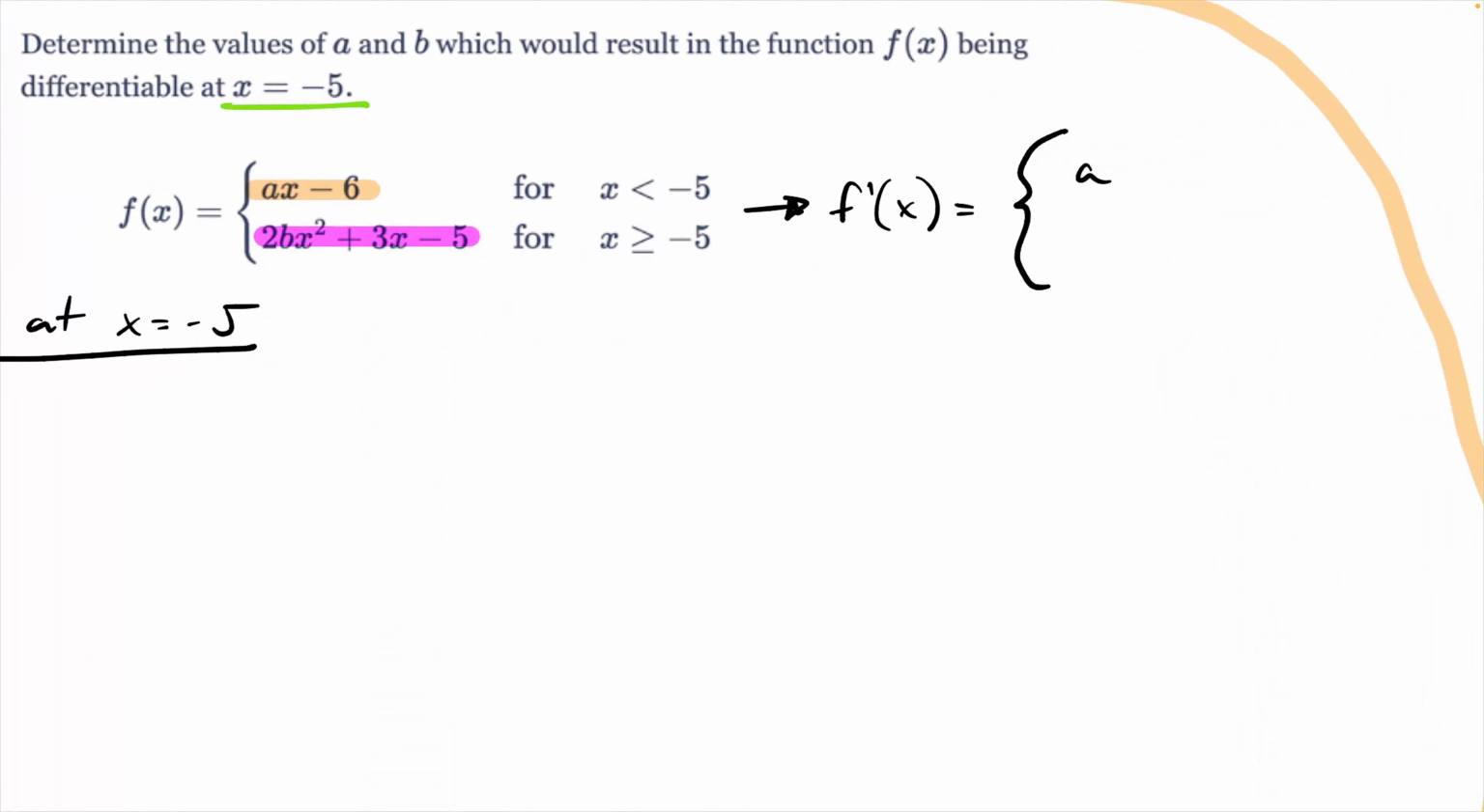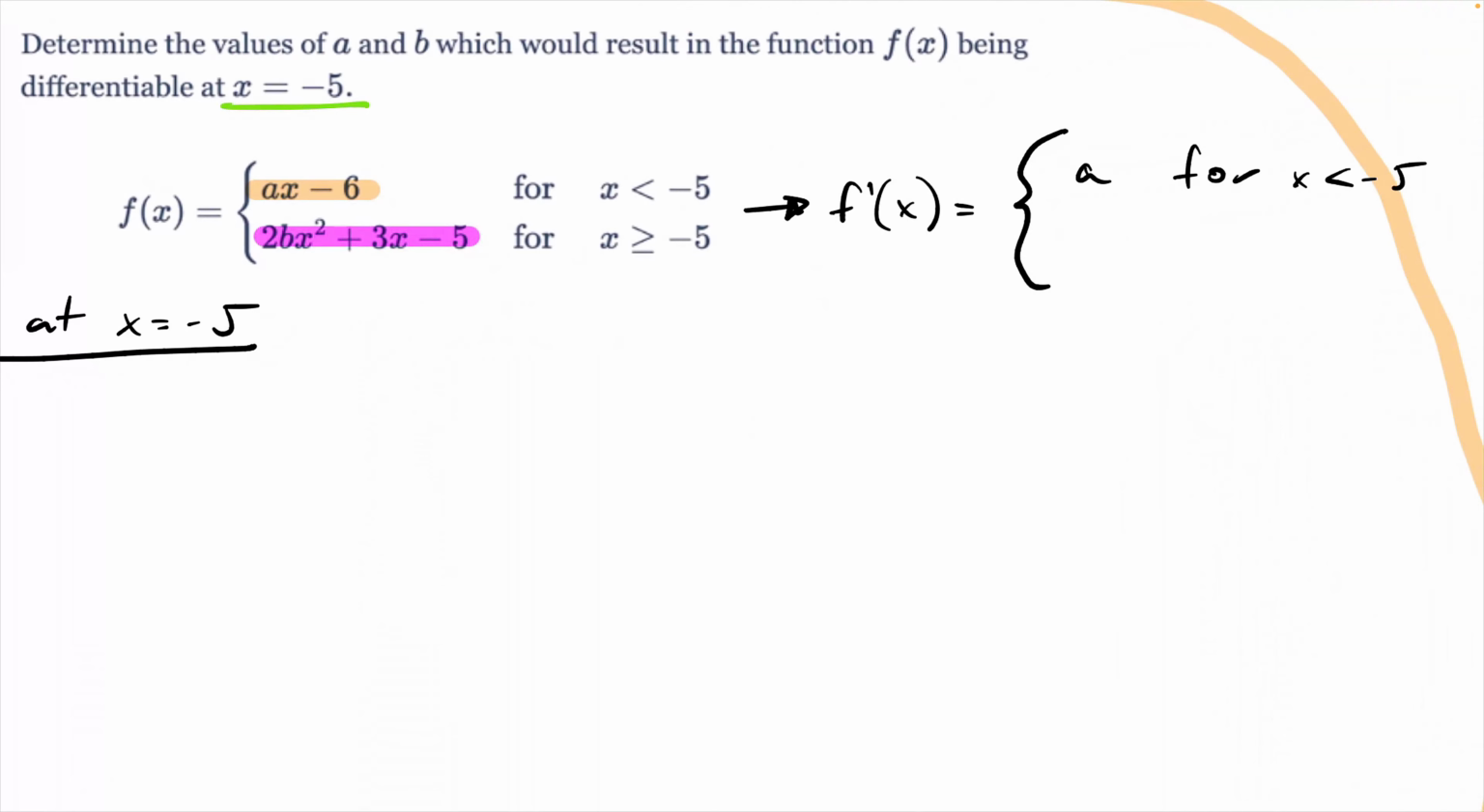Just a, right? Just a. X is the variable, a is a number. So if that said 2x, the derivative would be 2. If it said 4x, the derivative would be 4. Okay, so for x less than negative 5.